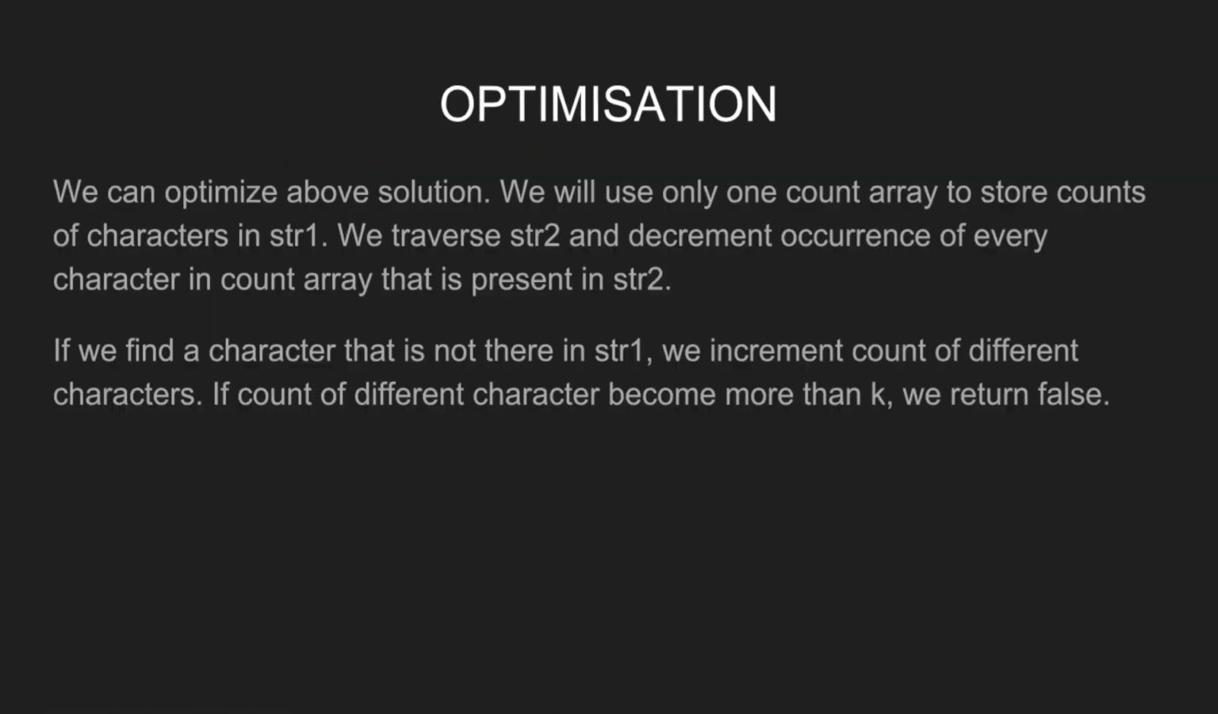We can optimize this solution and save some memory. We will use only one count array to store the counts of characters in string 1. We traverse string 2 and decrement the occurrence of every character in the count array that is present in string 2. If we find a character that is not there in string 1, we increment the count of different characters. If the count of different characters becomes more than k, we return false.